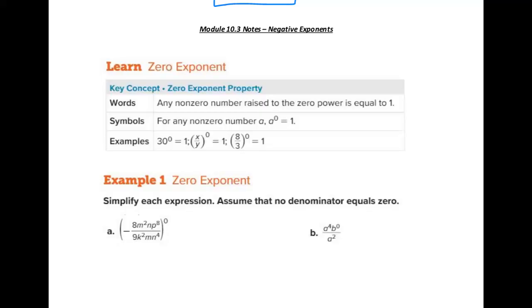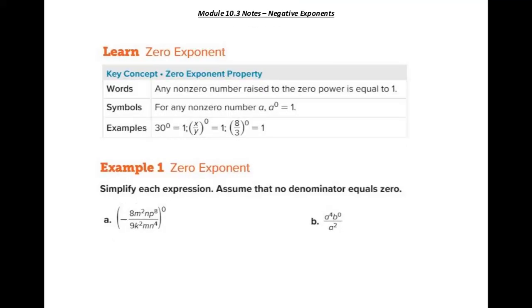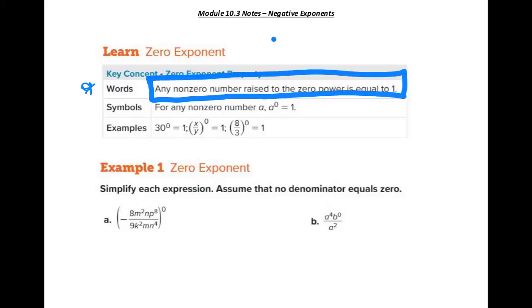A zero exponent. All right, this can come in very, very handy. It says under the words part, any non-zero number raised to the zero power is equal to 1. So you really need to box that in. And more importantly than that, you need to remember that it's equal to 1. It's not equal to 0.